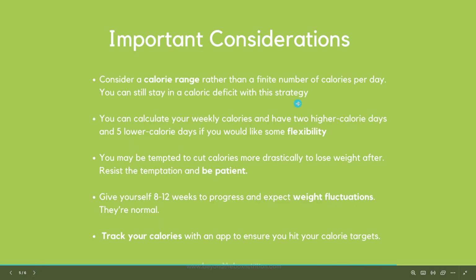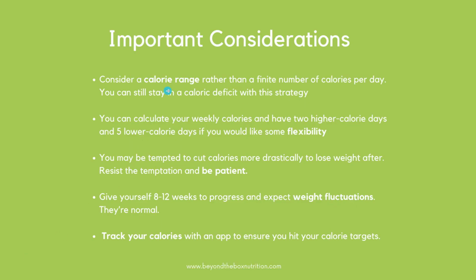Some important considerations. I already talked about the calorie range rather than just a specific number to try to hit. The reason we suggest this is because if you have a specific number, like I have to hit 1,500 calories, then everything looks like a pass or fail. You're either over or under, you met your target or you didn't, and a range gives you a little more flexibility as you're trying to lose weight.